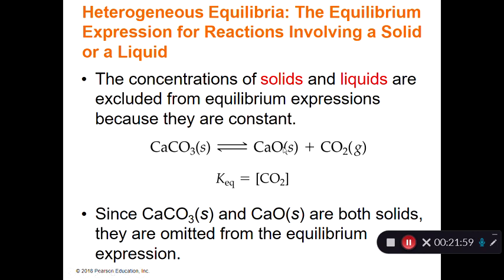You have solid, so you just need to remove solid here. So the only thing that remains is CO2. So if you write the chemical equilibrium, you will see CO2, CaO, CaCO3. But you need to cross out CaO and CaCO3 because they are solid. So we remove solid and liquid from our equilibrium expression.